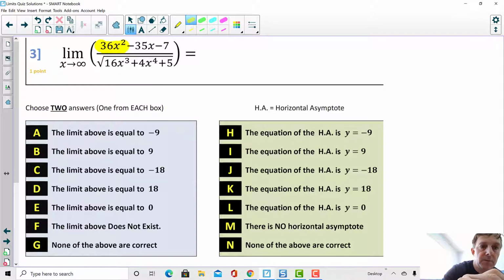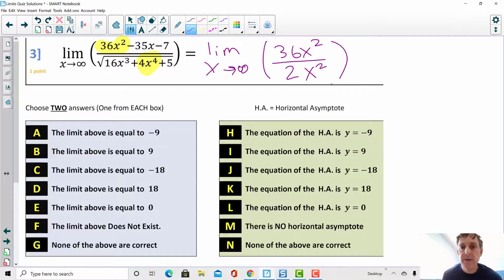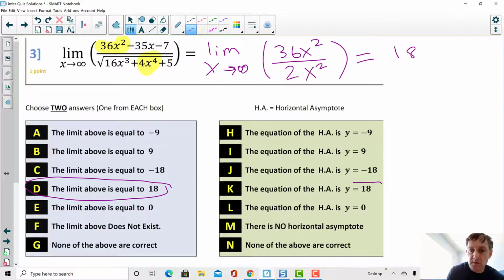Okay, biggest piece on the top is going to be 36x squared. Biggest piece on the bottom is going to be the square root of 4x to the 4th. So that limit right there is going to equal this limit right here. And you can see they're both x squared, so you can just take the coefficients and you would get 18 as your answer. Horizontal asymptote is going to be y equals 18.